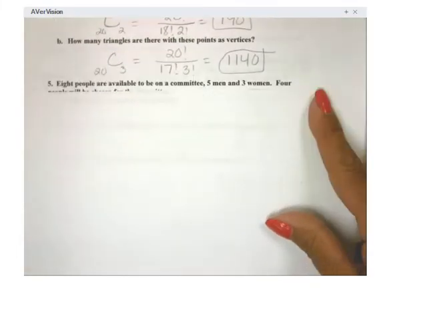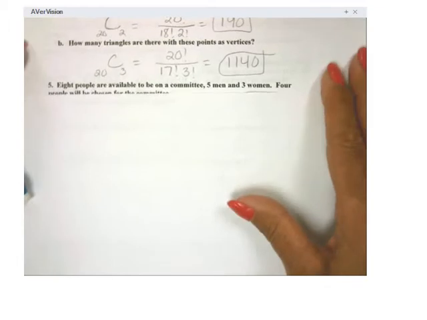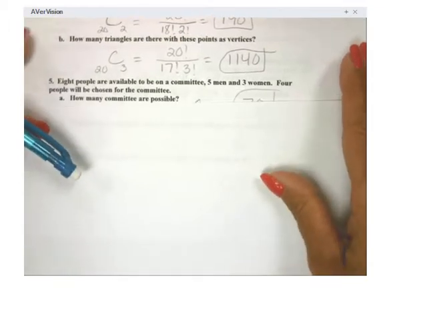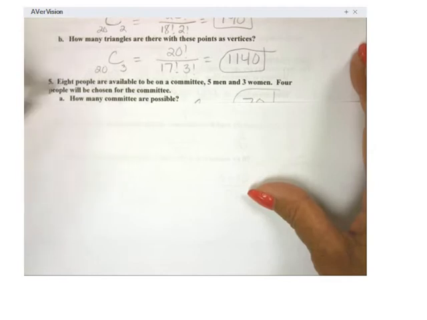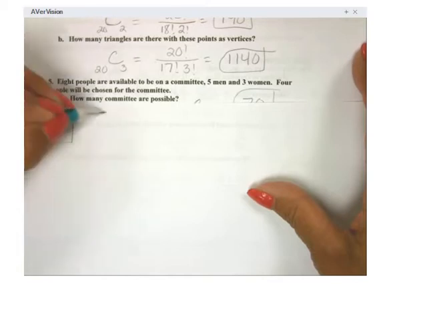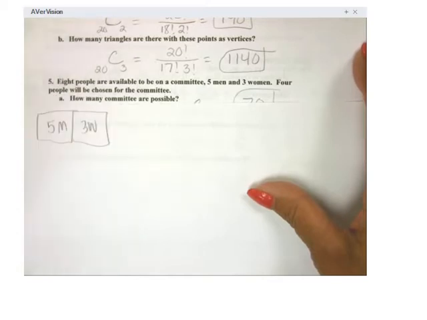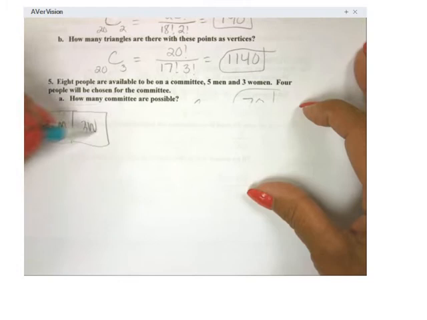Now, the last one on this sheet is going to help us look at how these combinations can be used to help us find some probability. So I have 8 people available to be chosen to be on a committee. We have 5 men and we have 3 women, and we're going to pick committees that have 4 people. First question is, how many committees are possible?